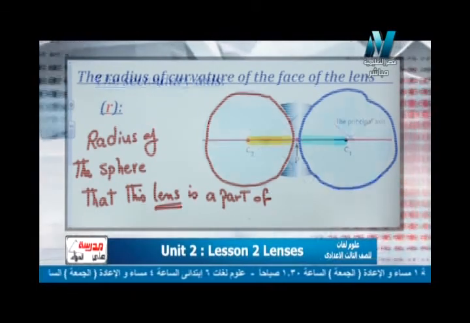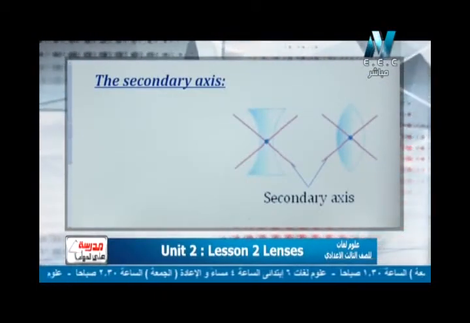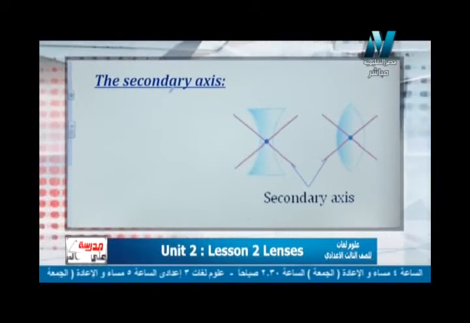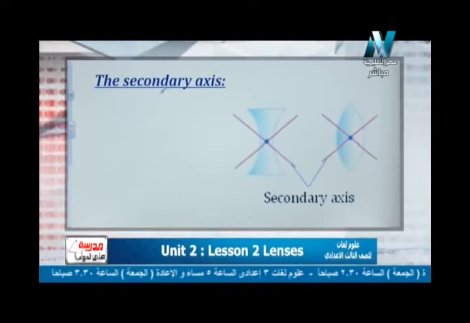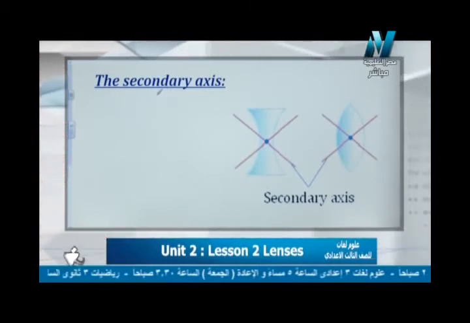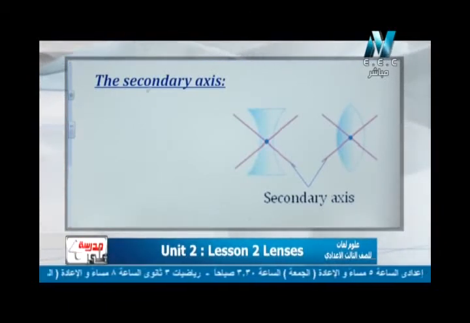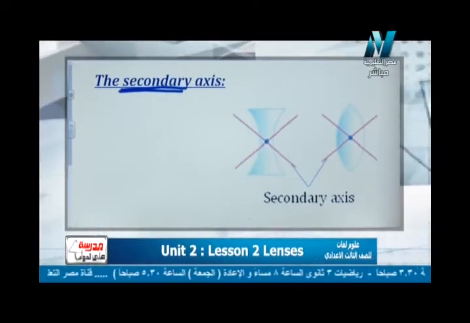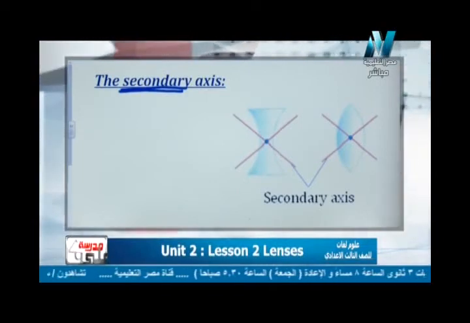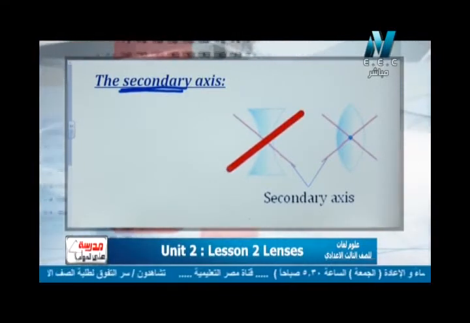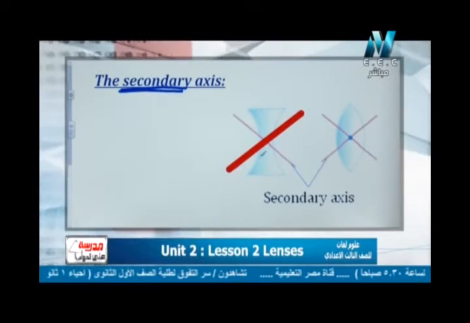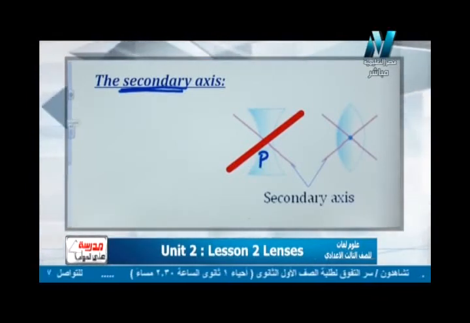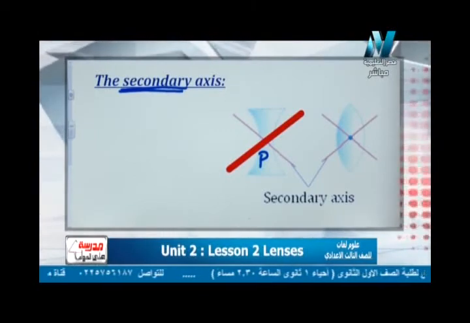So we said that. Now we have the secondary axis. In the spherical mirrors we call the secondary axis a straight line that connects the center of curvature and any point on the mirror except the pole of the mirror. But here, when asked what is meant by secondary axis, I say it is a straight line, any straight line that passes through the optical center only, in concave mirror, concave lens and convex lens.